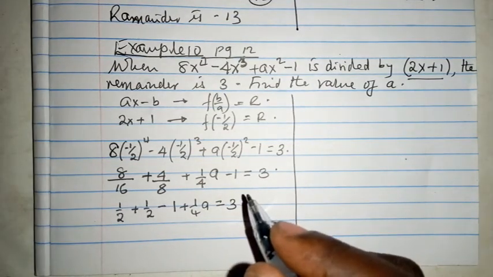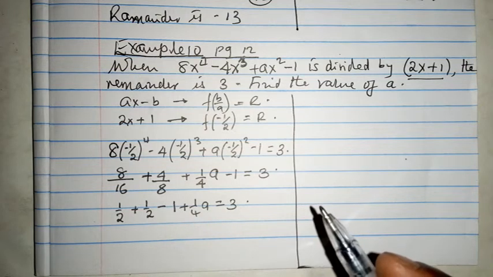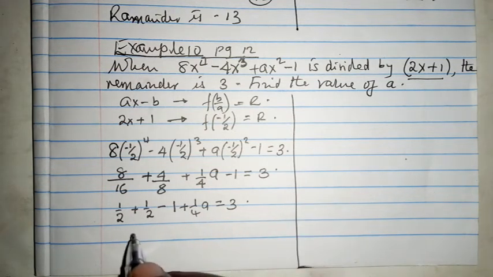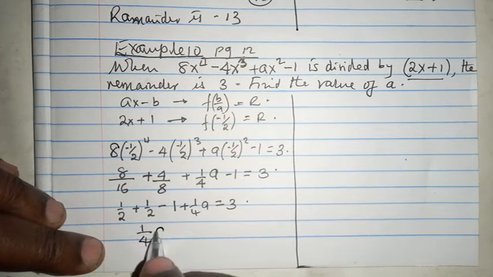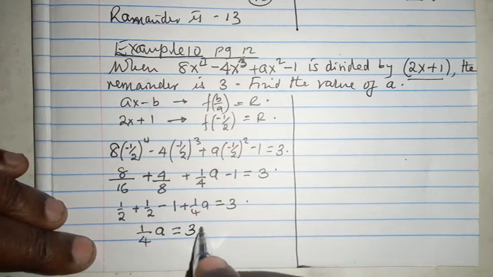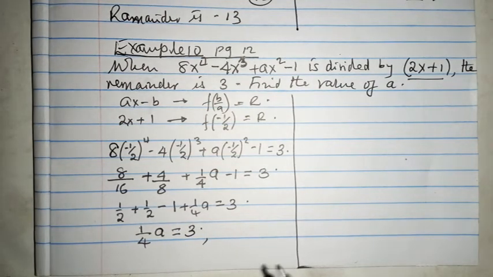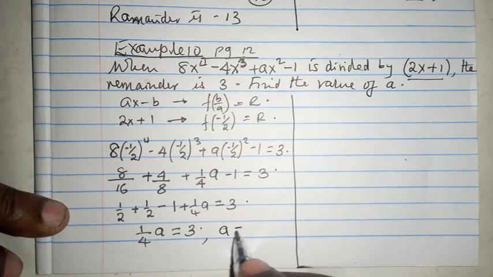What is a half plus a half minus 1? This is just 0. So we are simply saying that a quarter of a is the one which remains, equal to 3. And if this is true, then we simply cross multiply and find our a is equal to 12.